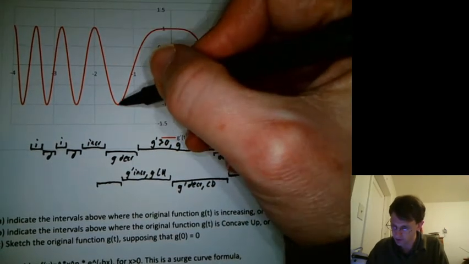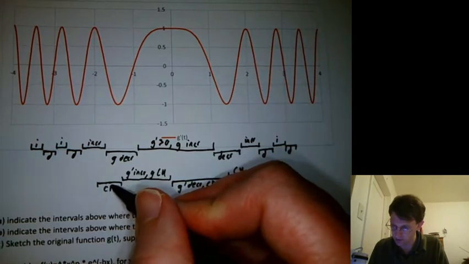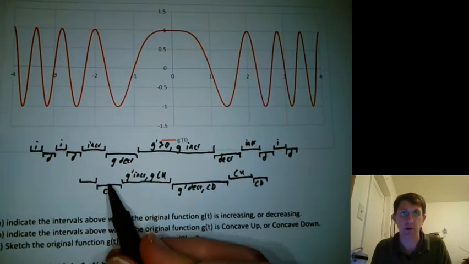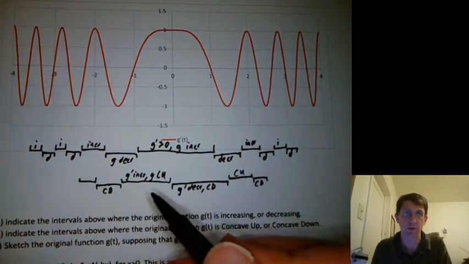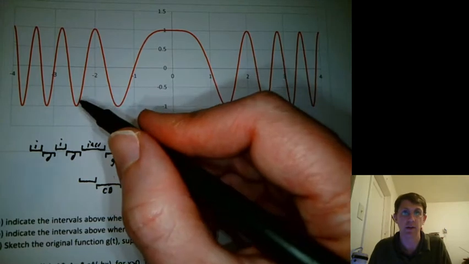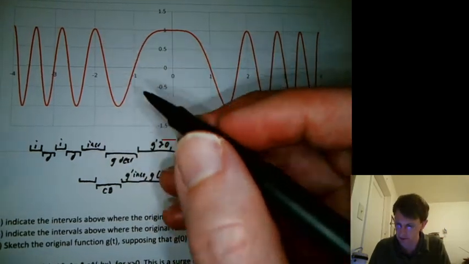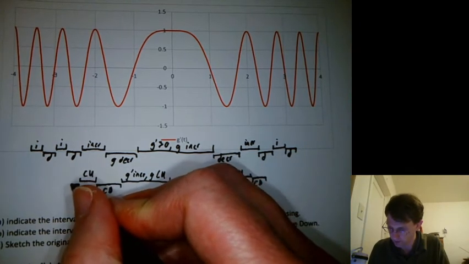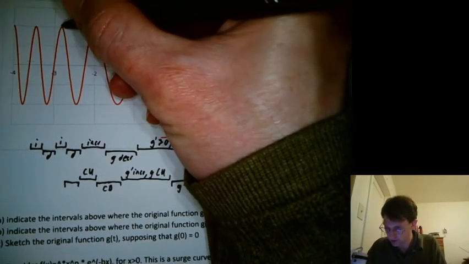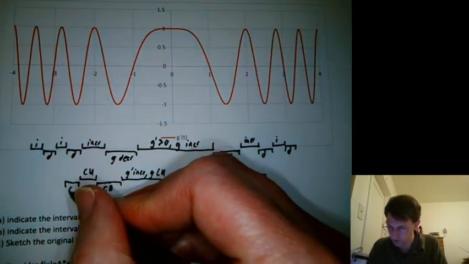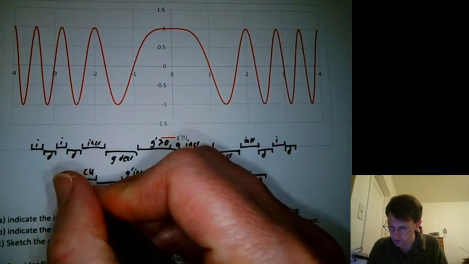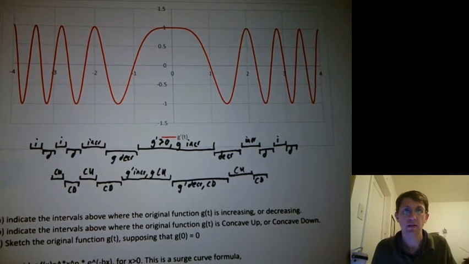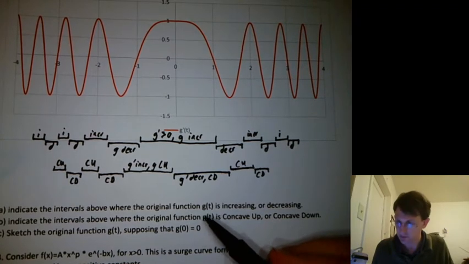So from here to there, g prime is decreasing, so g is concave down. From here to there, it's kind of weird, I'm moving my pen backwards here. I'm noting intervals going backwards, but I always have to think, going from here to here, g prime is increasing. So g is concave up. Going from here to there, g prime is decreasing, so g is concave down, etc.